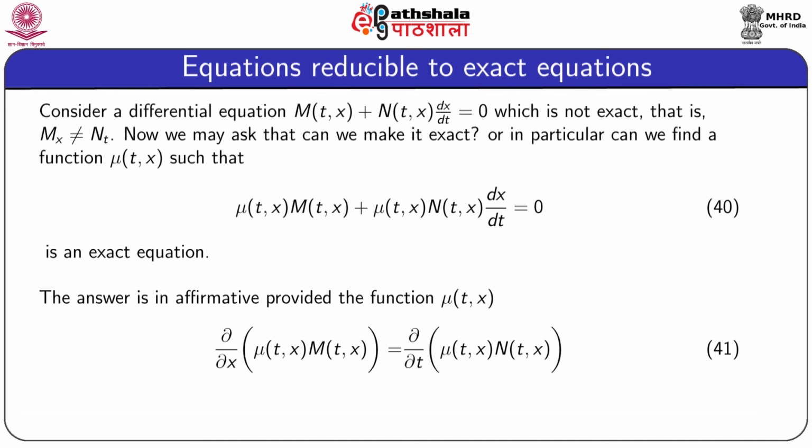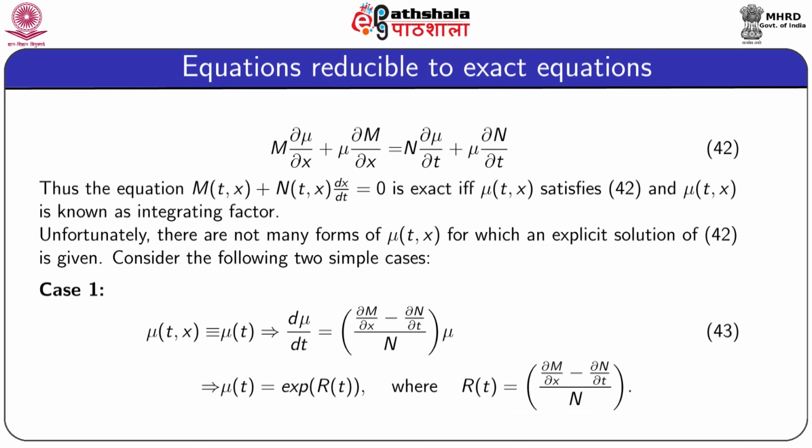So, the answer is in the affirmative, provided the function mu can be written in the form ∂/∂x of (mu m) is equal to ∂/∂t of (mu n). That is, m ∂mu/∂x plus mu ∂m/∂x is equal to n ∂mu/∂t plus mu ∂n/∂t, given by equation 42. Thus, the equation m plus n dx/dt equal to 0 is exact if and only if mu satisfies 42, and then mu is known as the integrating factor.